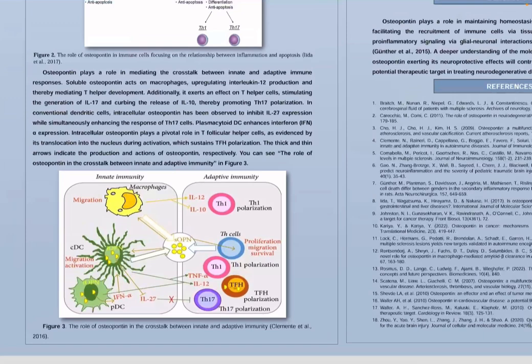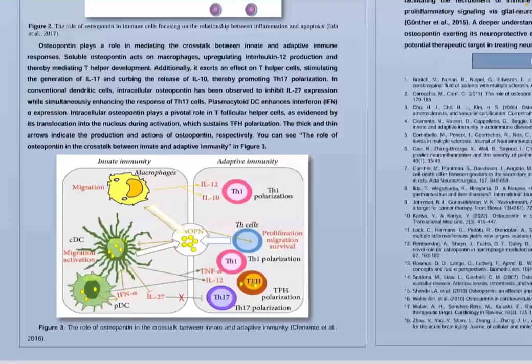Intracellular osteopontin plays a pivotal role in T follicular helper cells, as evidenced by its translocation into the nucleus during activation, which sustains TFH polarization. The thick and thin arrows indicate the production and actions of osteopontin respectively. And you can see the role of osteopontin in the crosstalk between innate and adaptive immunity in figure 3.